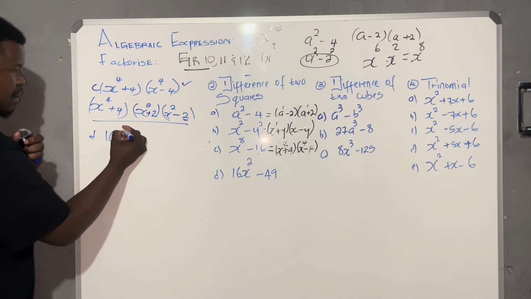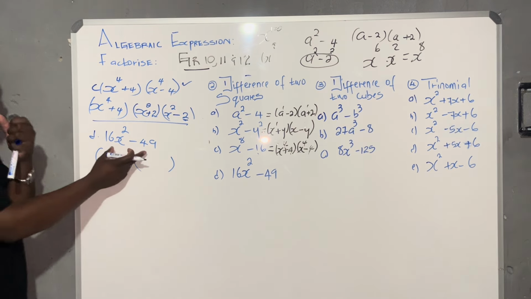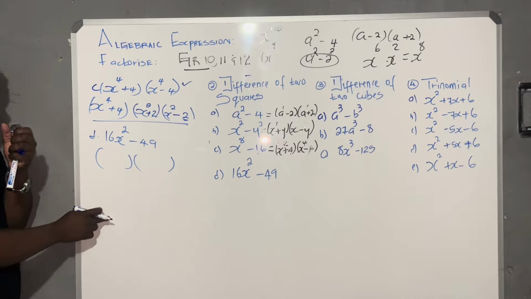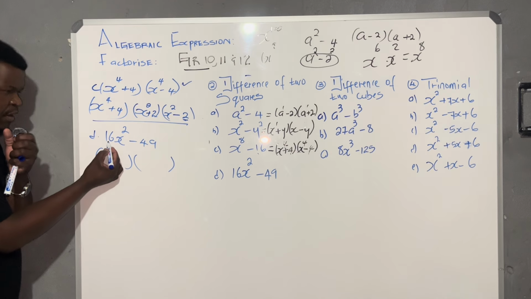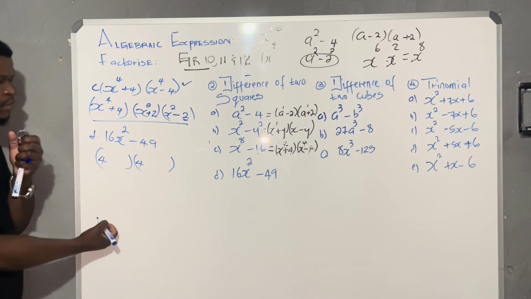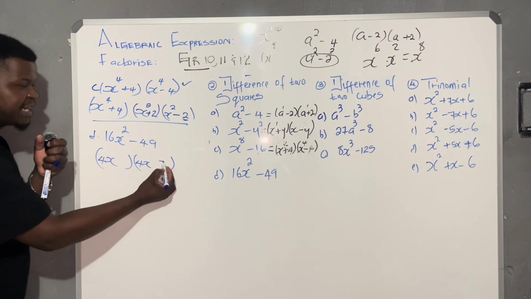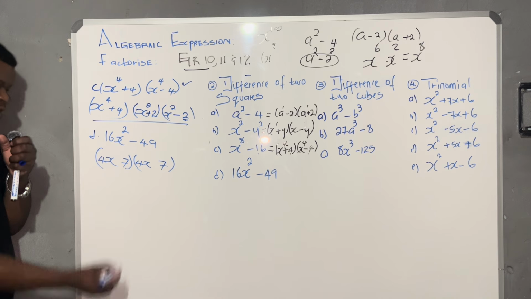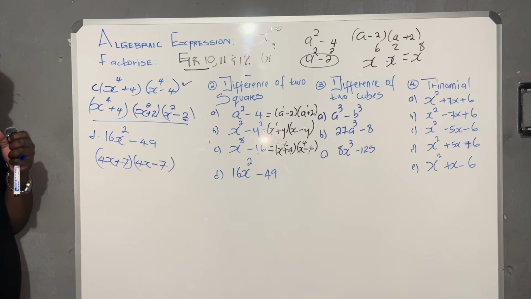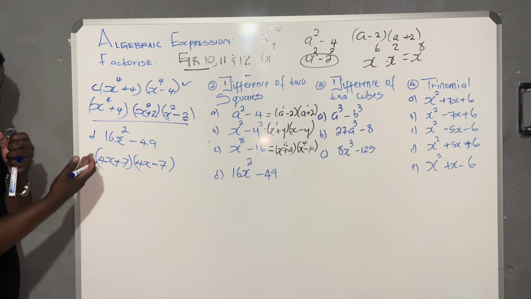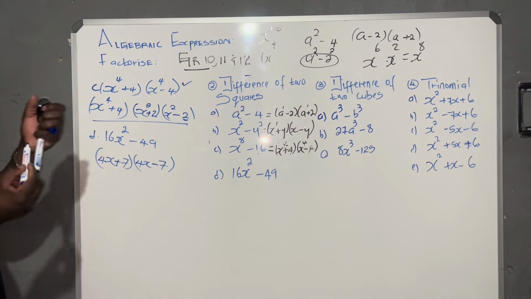D, we are having 16. Yes, it doesn't change the fact that this is still the difference of 2 squares. Because I know 49 is a perfect square, 16 is a perfect square, and I have an x squared. So that means 16 is made up of 4 times 4. X squared is made of x and x. What about 49? 49 is 7 and 7. Then if I put a plus there, then I'm forced to put a minus there, or vice versa. I can't take this further. It is factorized. So now, let's move to number 3.